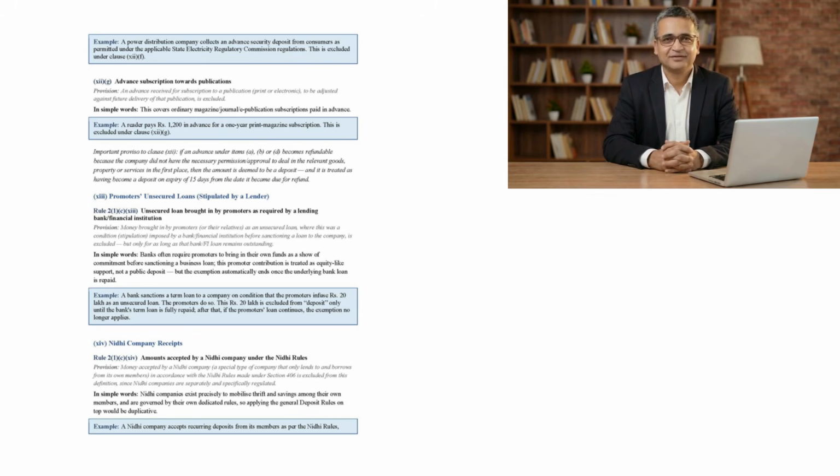If an advance covered under clauses A, B, or D becomes refundable because the company never had the required approval or permission to provide those goods, property, or services, the law becomes strict. If the refund is not made within 15 days from the date it becomes due, that amount is deemed to be a deposit. This is an important examination point.